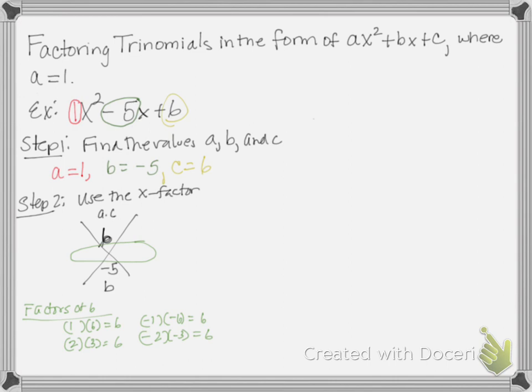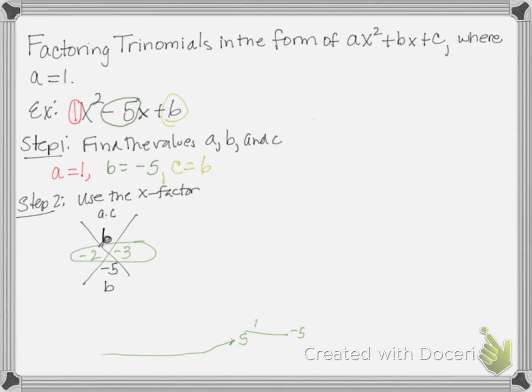So I know this one adds to 7. This one adds to negative 7. This one at the bottom adds to 5. And then this one here adds to negative 5. So this one is my answer right here. So the factors of 6 that add up to negative 5 are negative 2 and negative 3. All right, so I'm done. I've done my factors.